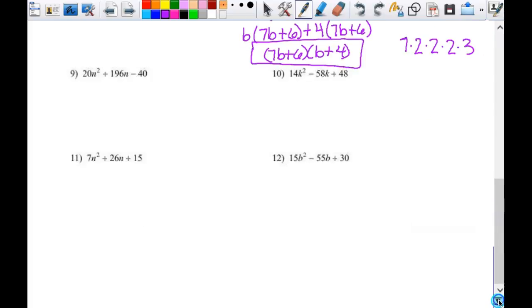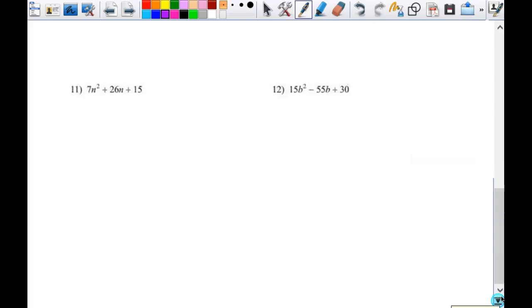Let's look at 12. So can I factor out a GCF here? Yes. What is it? 5. So I have 5, and then I'm left with 3b squared minus 11b plus, not 10, my goodness, plus 6. Right? So it's nice when we factor out a GCF if a is 1, but it's not. So we have to still do kind of what we did up there.